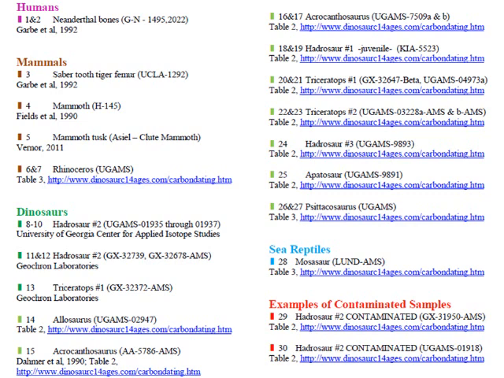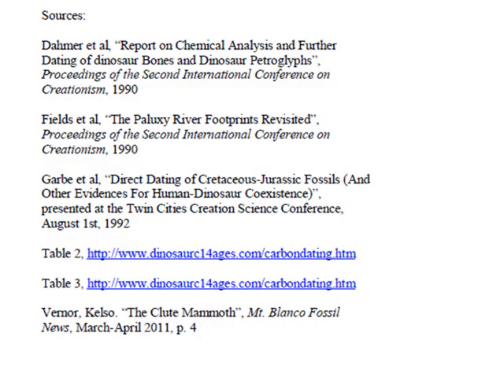There's humans, mammals, dinosaurs, sea reptiles, of which there was only one that I could find carbon dating info for, which is why there's only one data point for it. And then examples that were known to be contaminated. That's important. I will talk about that in a moment. Some of the sources for this.